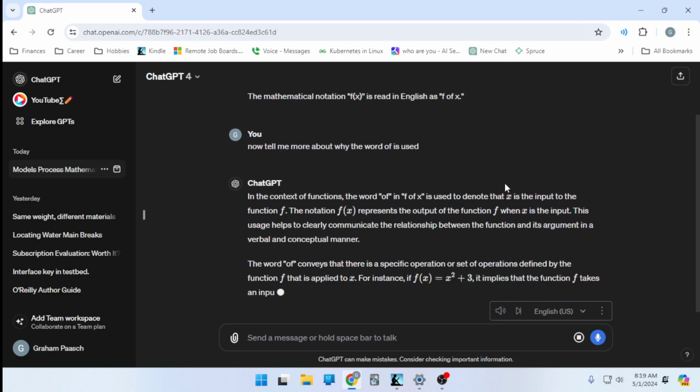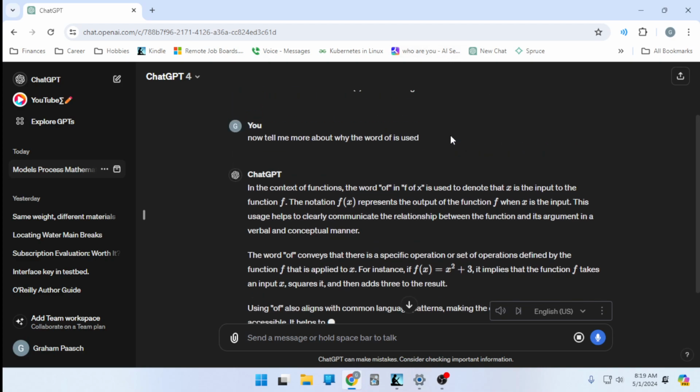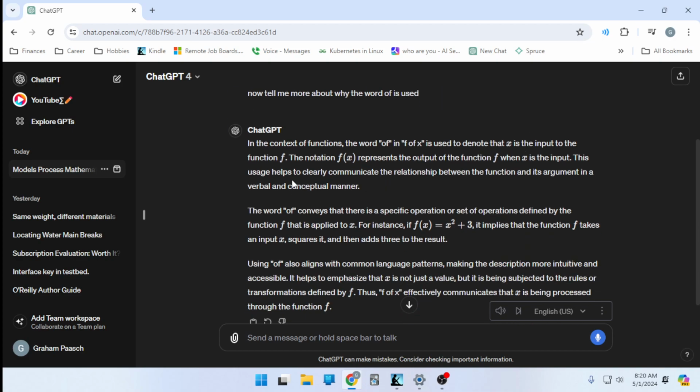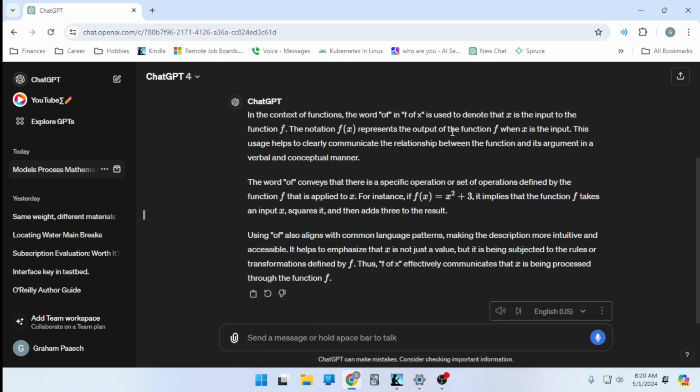The word of conveys that there is a specific operation or set of operations defined by the function f that is applied to x. For instance, if f(x) equals x squared plus 3, it implies that the function f takes an input x, squares it, and then adds 3 to the result. Using of also aligns with common language patterns, making the description more intuitive and accessible. It helps to emphasize that x is not just a value, but it is being subjected to the rules or transformations defined by f. Thus, f of x effectively communicates that x is being processed through the function f.